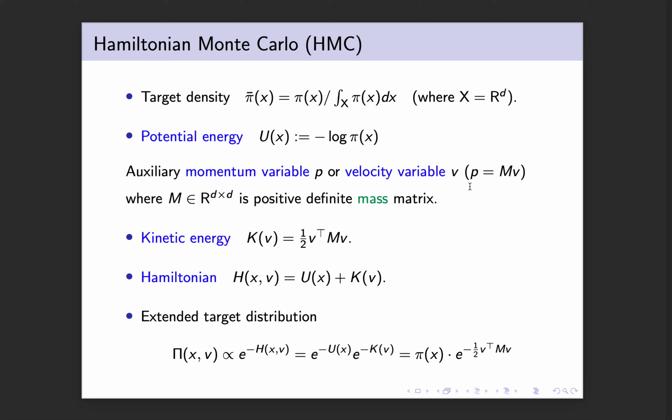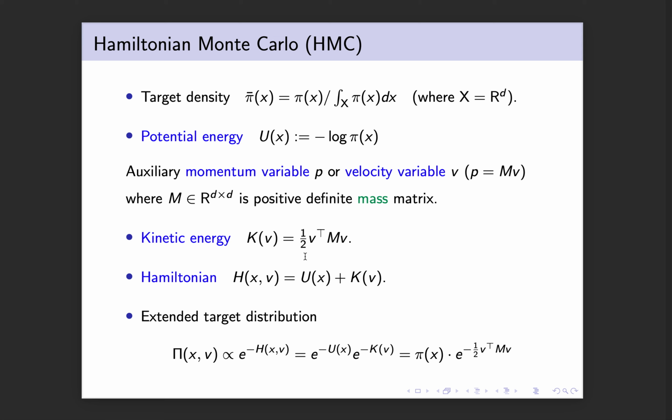The momentum p and the velocity v are related by this linear equation p equals Mv, where M is a d by d positive definite matrix. This matrix represents the mass of the particle. In this work, it was more convenient to use the velocity variable v instead of the momentum p, so I will use mostly x and v in this talk.